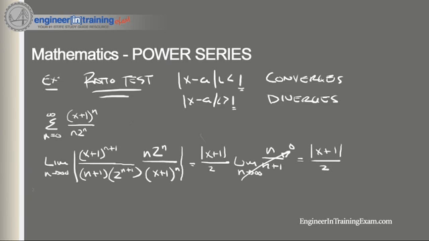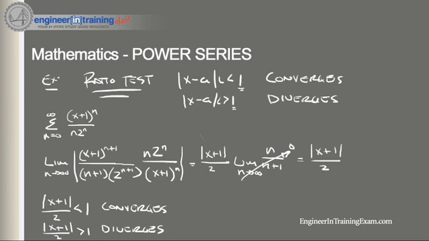So once again, the ratio test tells us that when the absolute value of (x plus 1) divided by 2 times 1, in this case L is equal to 1, is less than 1, then this series converges. And when the value of |x plus 1| divided by 2 is greater than 1, then this series diverges.